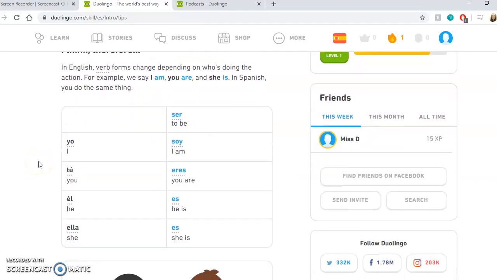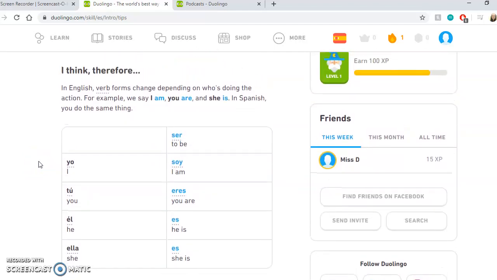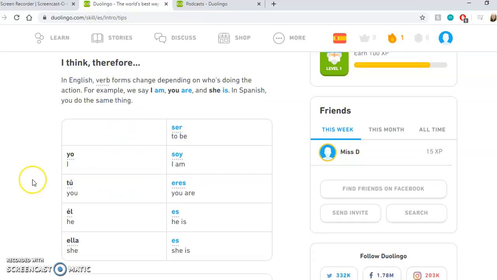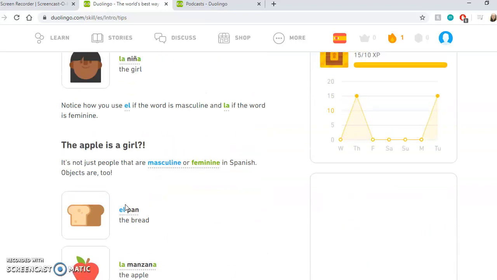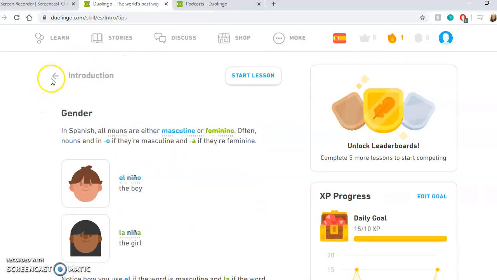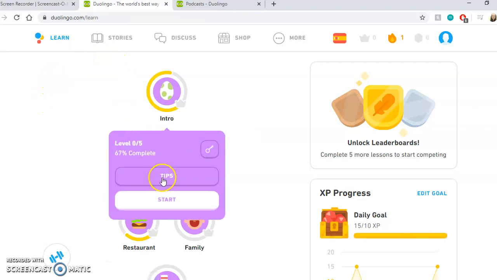Then you also go over conjugations. This is the verb ser. It means to be. The verb estar also means to be, but we're not going over that right now. These are the different conjugations. And then yo soy una niña, tú eres un niño, I am a girl, you are a boy. That's just some of the stuff that you're going to find out in the tips.